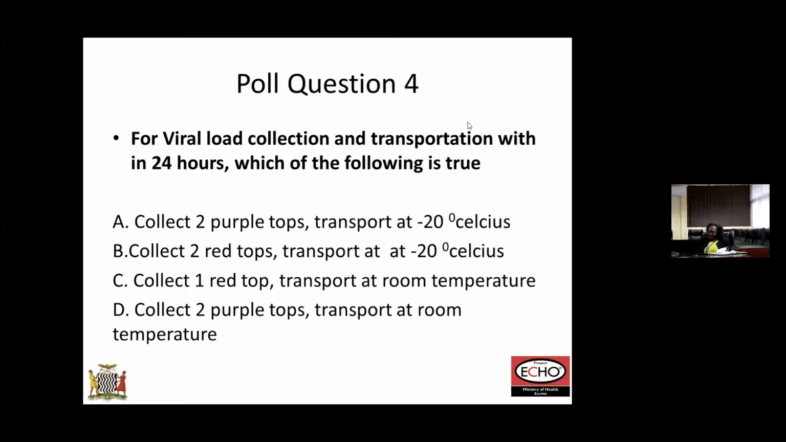A, collect 2 purple tops, transport at -20 degrees Celsius. B, collect 2 red tops, transport at -20 degrees Celsius, excuse the typo. C, collect 1 red top, transport at room temperature. D, collect 2 purple tops, transport them at room temperature. I like this one, because we don't want our samples to be rejected, isn't it?